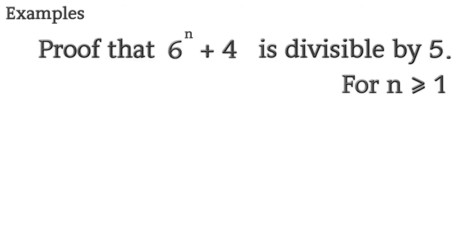So next up we have proof of divisibility. This one is a bit more tricky than the straight induction, but in general it's still the same thing. So prove that 6 to the n plus 4 is divisible by 5 for n greater than or equal to 1. So let's start with the value of 1. 6 to the power 1 plus 4 will give us a value of 10, which is indeed divisible.